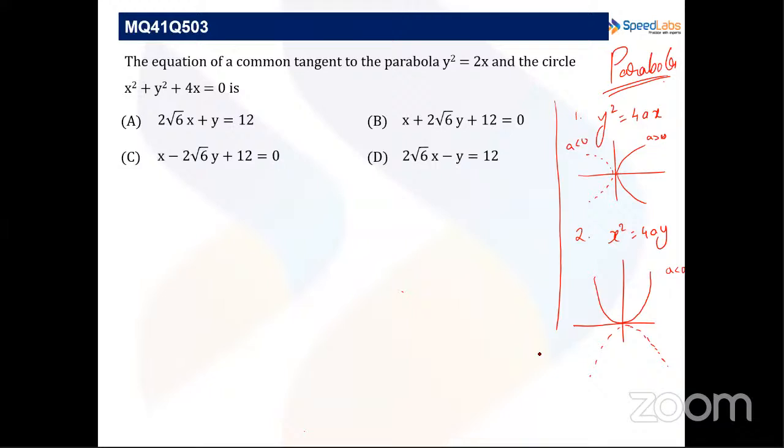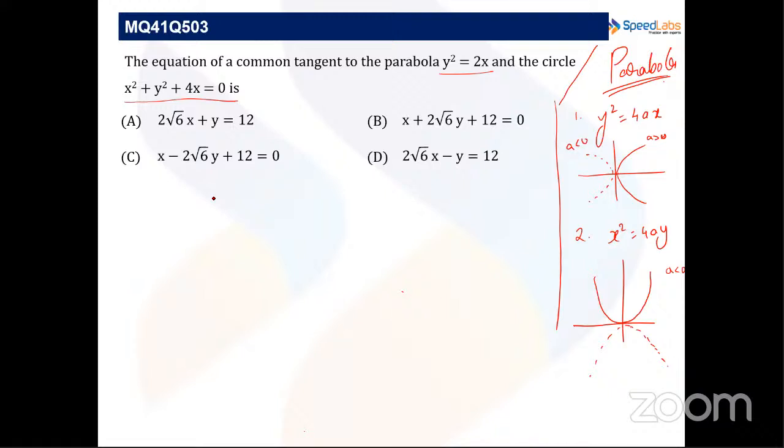Okay, let's go to our questions. First question is the equation of common tangent to the parabola and the circle. So here we are having a parabola and a circle, and we need to find the equation of the common tangent, that is, the equation of a line which is tangent to both the parabola as well as the circle.